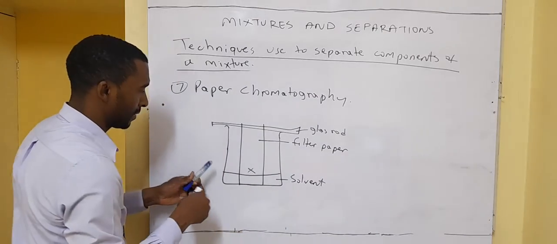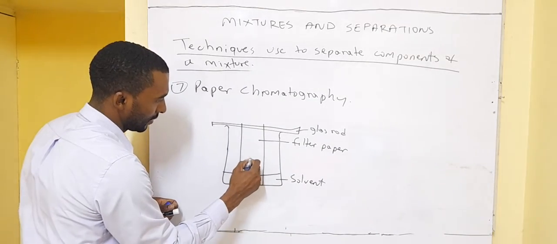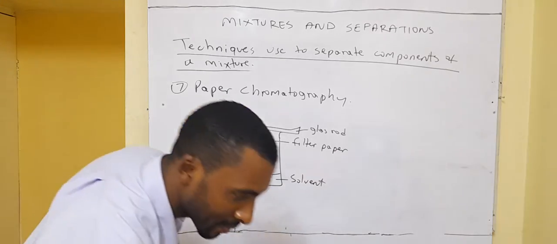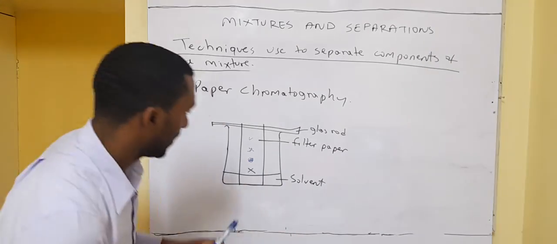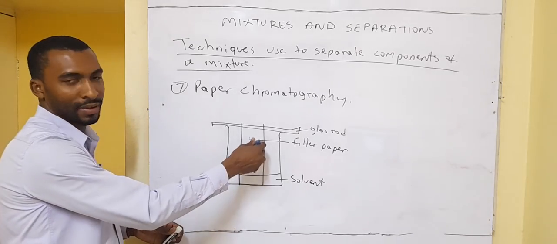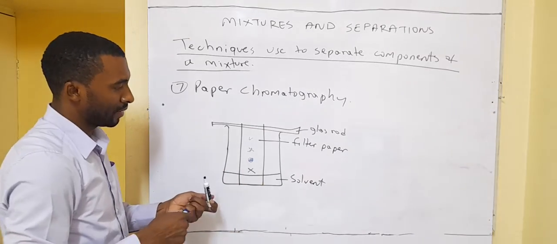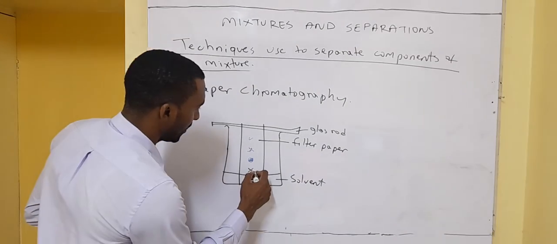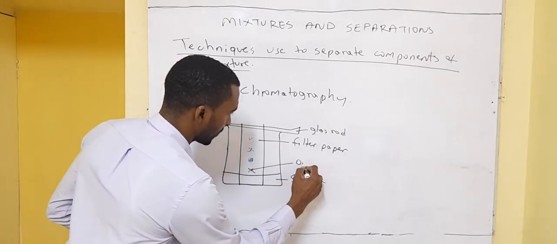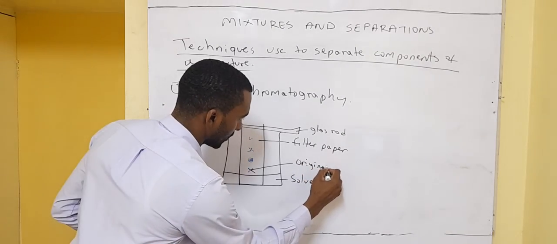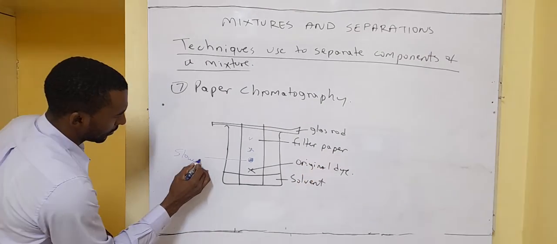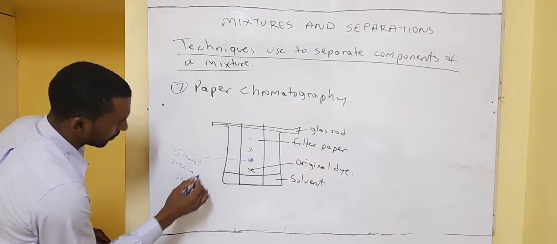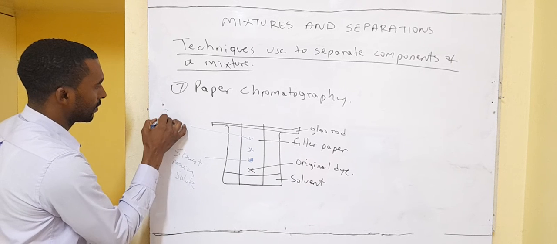Normally you should have different colors. This was a different color from this. However, the black here would be the original dye. Fastest movement.